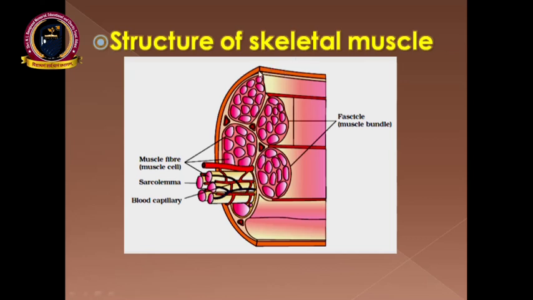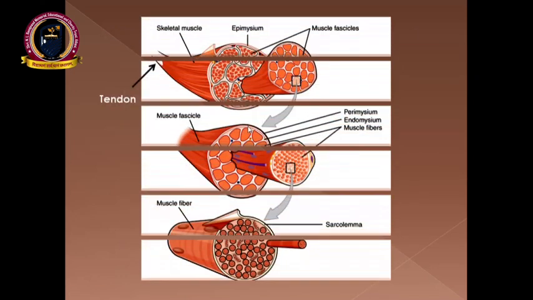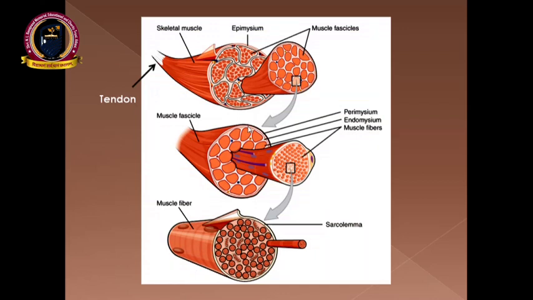and the muscle is covered by a connective tissue layer outside that is called epimysium. It's called epimysium, and these fascicles are held together by a collagenous connective tissue in between that is called fascia. Okay, now let us take up some more diagrams to understand the detailed structure of a muscle.